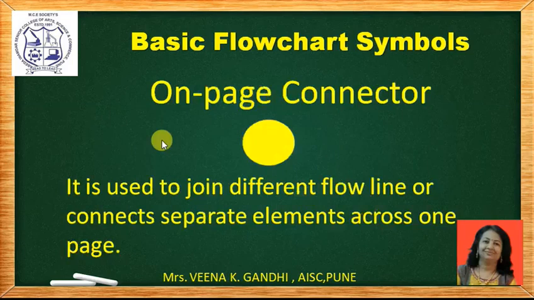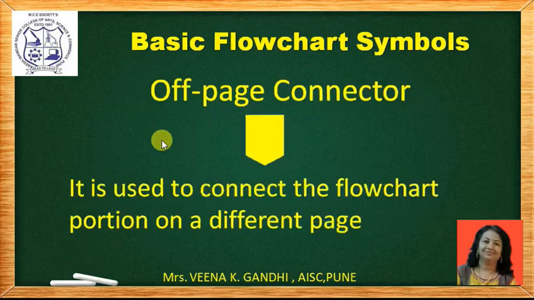Next symbol is on-page connector. It is used to join different flow lines, or it connects separate elements across the same page, or it connects two or different parts of the flowchart on the same page. Next symbol is off-page connector. It is used to connect the flowchart portion on a different page.